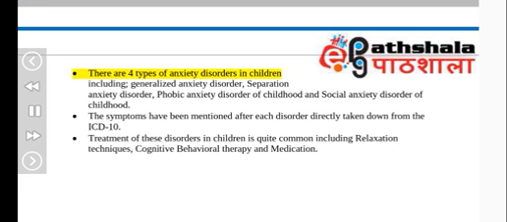There are 4 types of anxiety disorders in children, including generalized anxiety disorder, separation anxiety disorder, phobic anxiety disorder of childhood, and social anxiety disorder of childhood. The symptoms have been mentioned after each disorder, directly taken down from the ICD-10. Treatment of these disorders in children is quite common, including relaxation techniques, cognitive behavioral therapy, and medication.